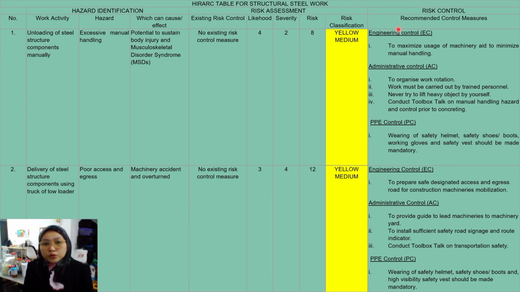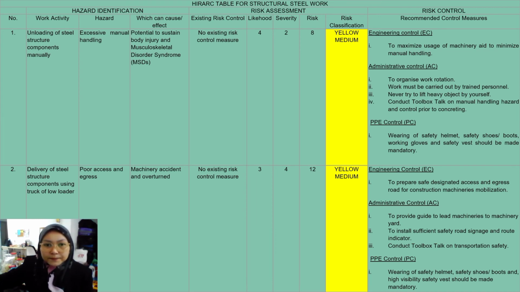For the risk control, the recommended control measure for the PPE control, PC, is that for all the hazards, wearing of safety helmet, safety shoes, boots, working gloves, and safety vest should be mandatory. For this project, there are 10 hazards, and for the existing risk control, all of the 10 hazards still have no existing risk control measure. And for the risk classification, yellow is medium and red is high.